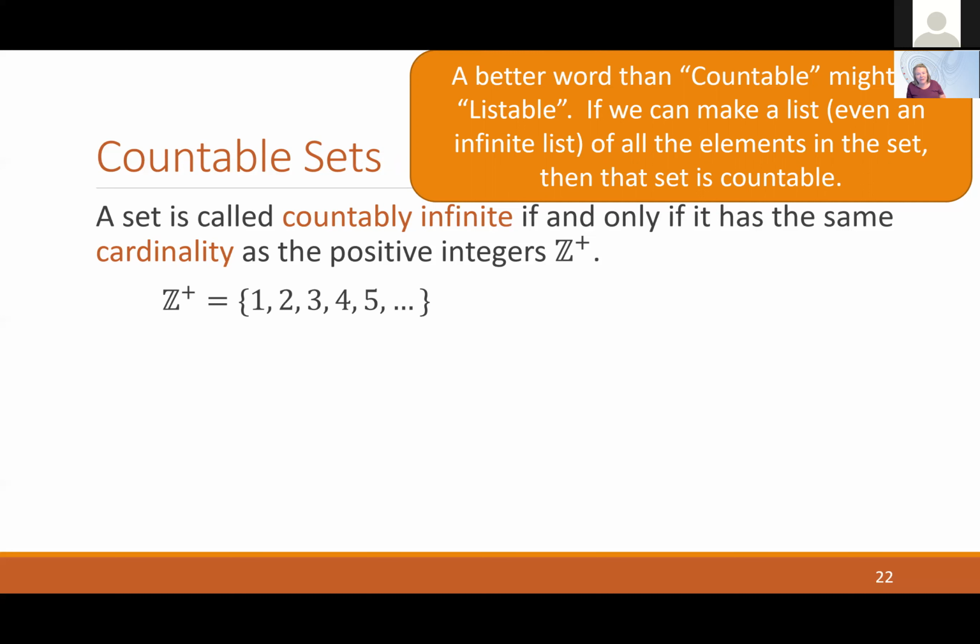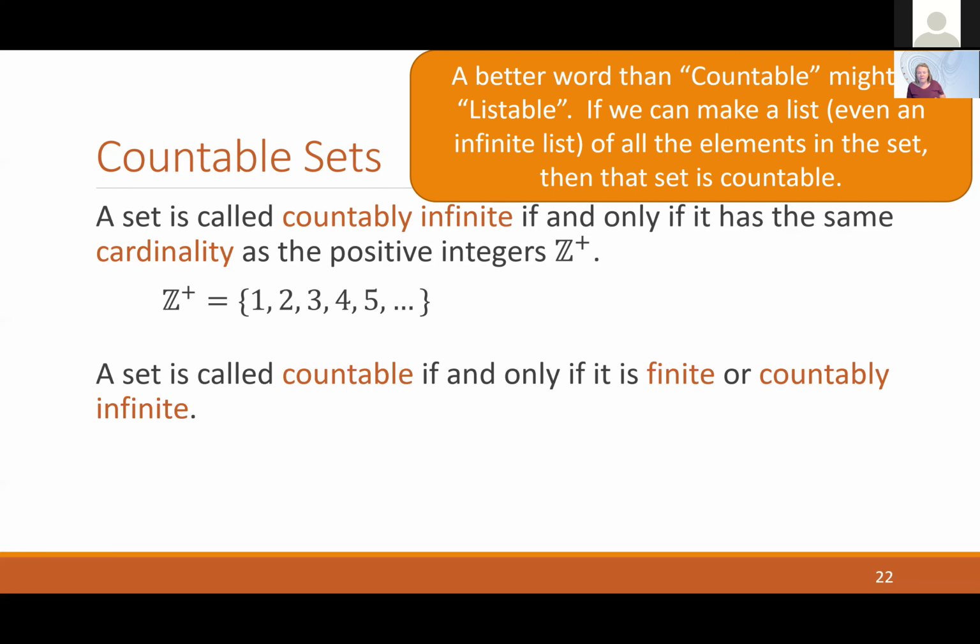Listable might be actually a better word. If we can make a list, even an infinite list of all the elements in a set, then we can say that that set is countable. So a set is countable if and only if it's finite. Well, that makes sense. Like that initial set I had that had the 4 elements, right? Countable, I could count them all. If it's finite or countably infinite.